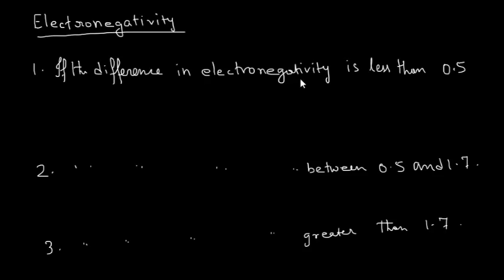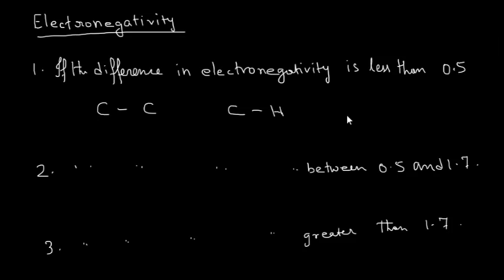So there can be 3 conditions. If the difference in electronegativity of the two atoms which are forming a bond is less than 0.5, then the electrons are considered to be equally shared and therefore covalent bonds are formed. Example, you can take carbon-carbon bond and carbon-hydrogen bond. Here in both the cases the electronegativity difference is less than 0.5. So covalent bonds are formed.